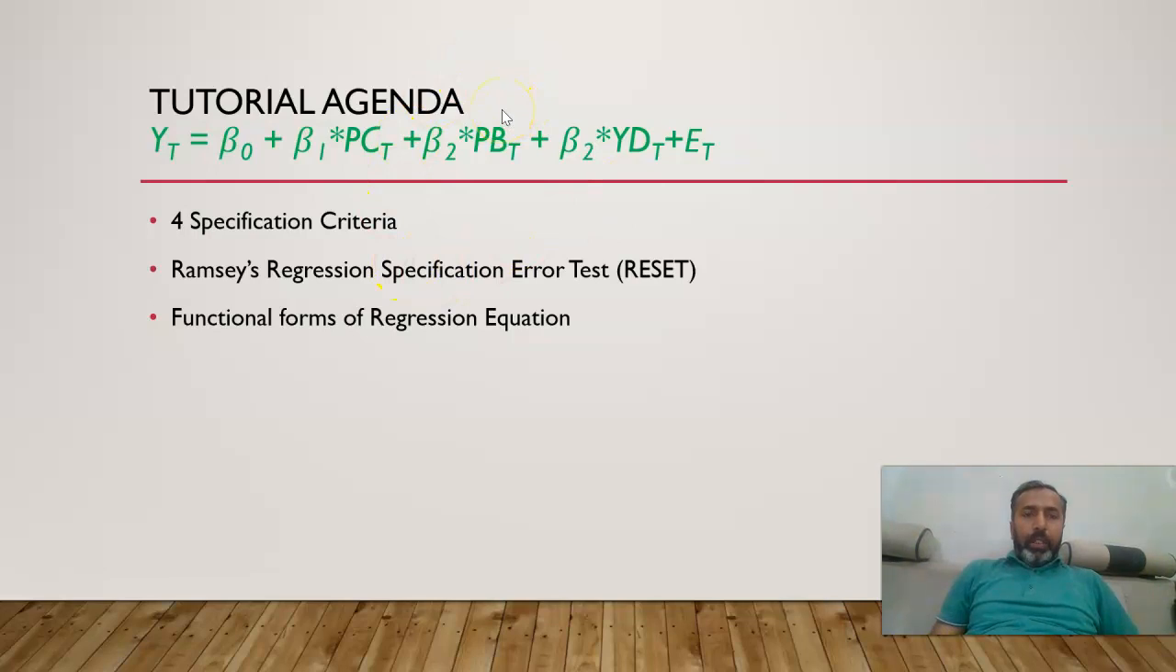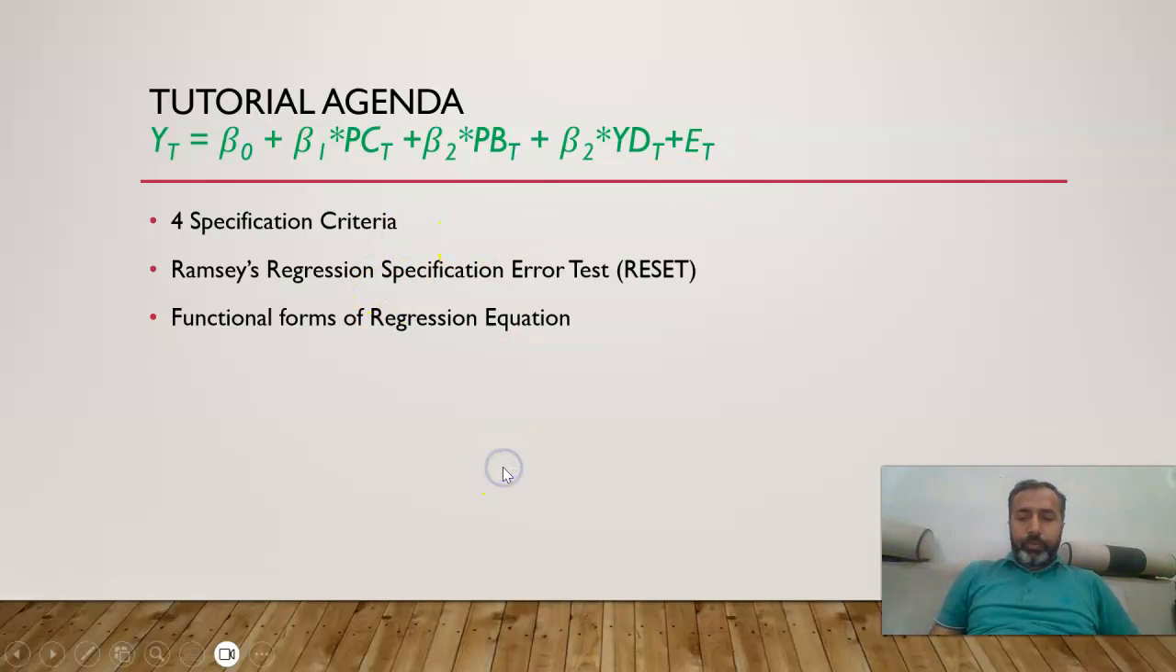For example, if we drop this price of beef variable from this equation, we'll call this the omitted variable case and specification error comes. And if we include an irrelevant variable like interest rate or number of cars in the parking, which don't have any theoretical justification, and we include them in the regression equation, that will be known as the irrelevant variable case, as discussed in the previous tutorial. So let's start with the four specification criteria.